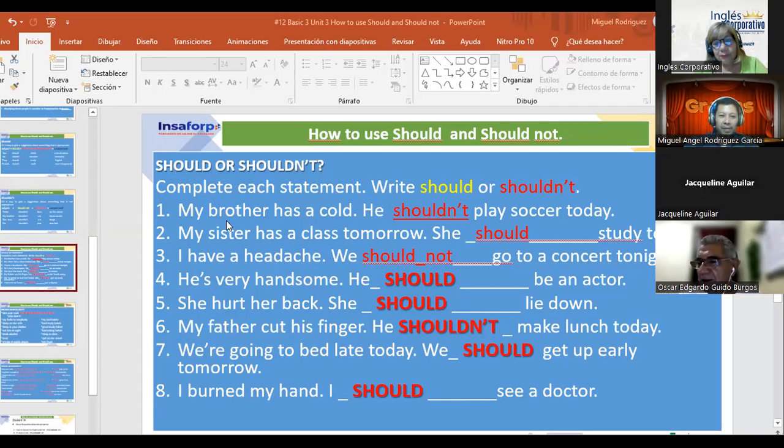Number one, my brother has a cool student, play soccer today. Number two, my sister has a class tomorrow, he should study tonight. Number three, I have a headache, we couldn't go to a concert. Couldn't is there, Miguel? Couldn't. Go to a concert tonight. But we don't say could here. Couldn't.